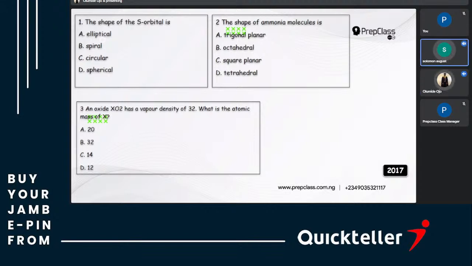Although this is the first time I'm hearing that word, extractive distillation, as soon as I drop, I'll go check it.